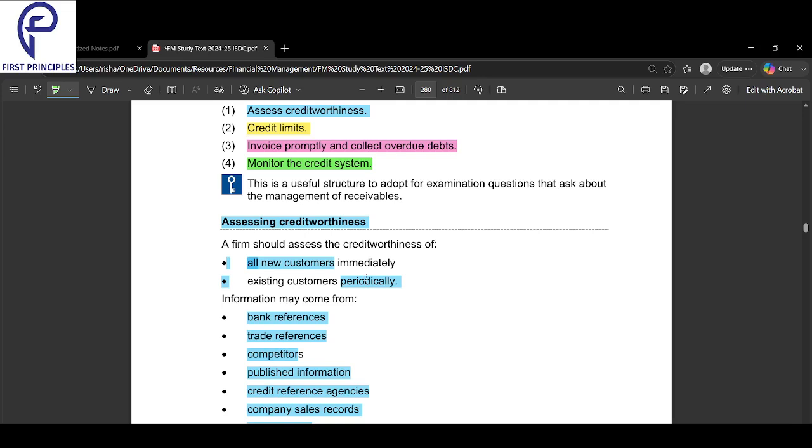Okay. And then monitoring the credit system, we have to do the age analysis, statistical analysis, and the ratios to check how many days the payment is pending, that the customer has not given us money. We have to do the monitoring of the credit system. Okay, perfect. So that is about the credit policy.